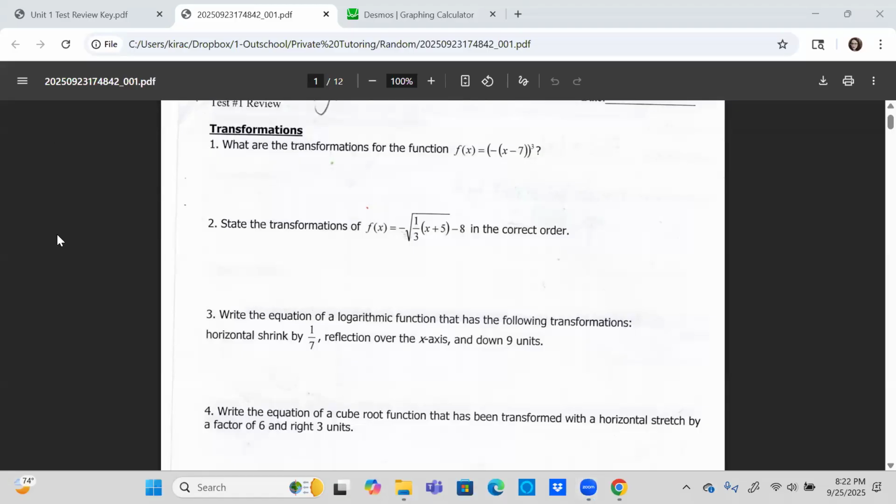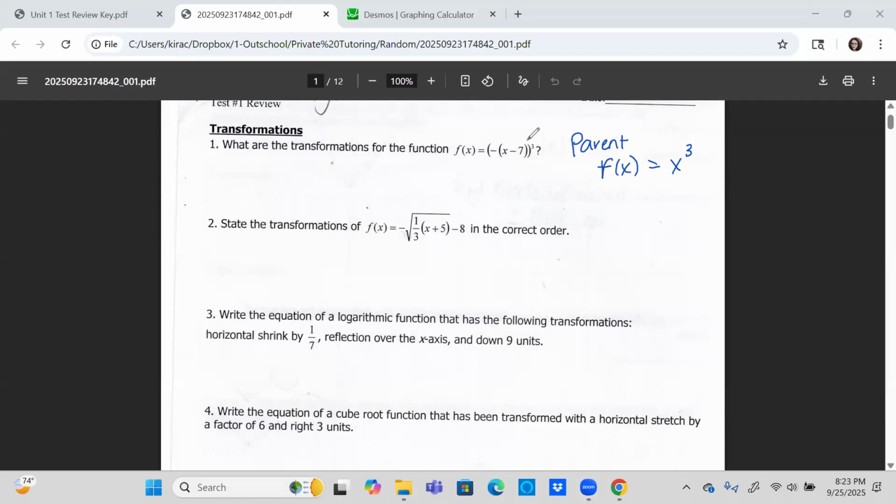I'm not that good at it, but we all have our good topics and our tricky topics. So if we're looking at number one, they're just asking what did they do to it? Well, this was the parent. They're not asking this, but it's good to identify it. The parent function was the cubic. So it looks like they've done two things.